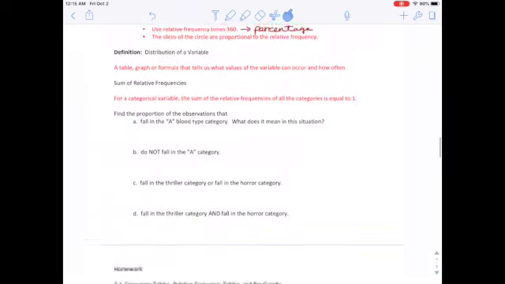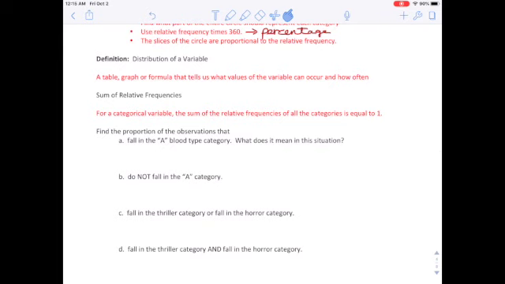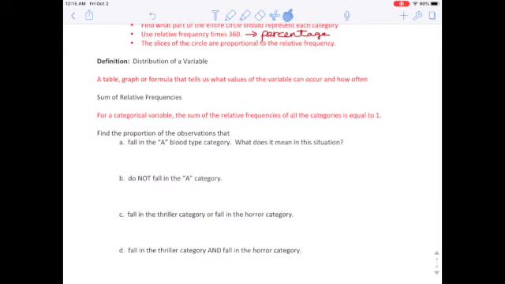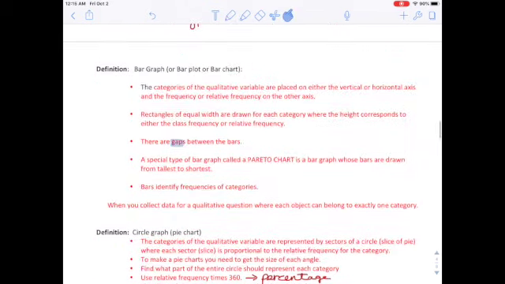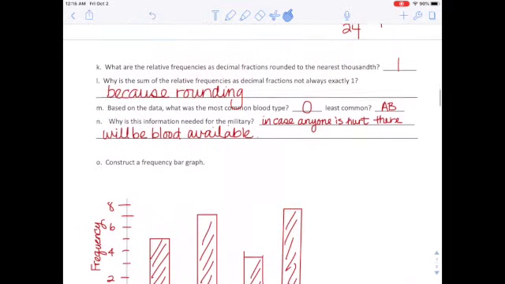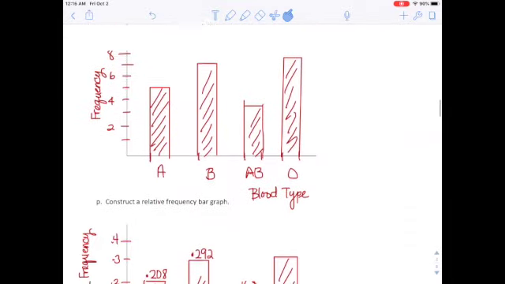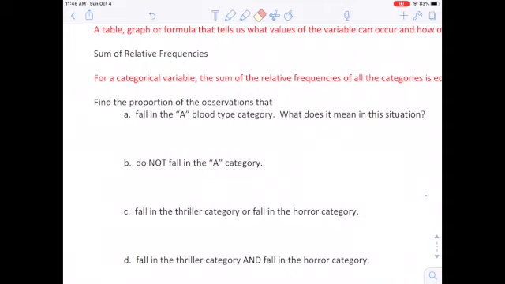So a few last questions. Find the proportion of observations that fall in the A blood type category. What does it mean in this situation? Well, it's just saying you have to find the proportion of the observations that fell in the A blood type category. That means if you have an A right here, that is going to be how many people? That's going to be 5.